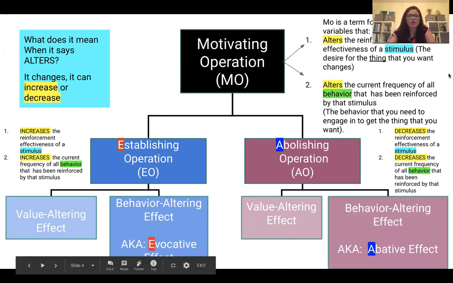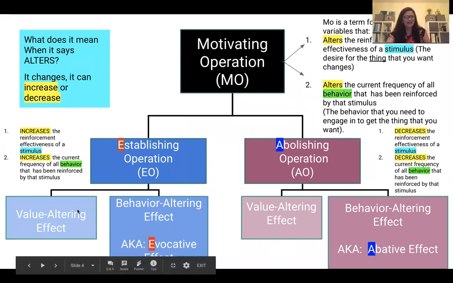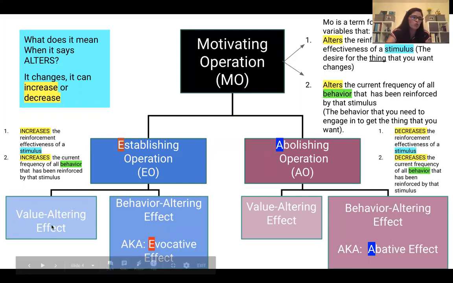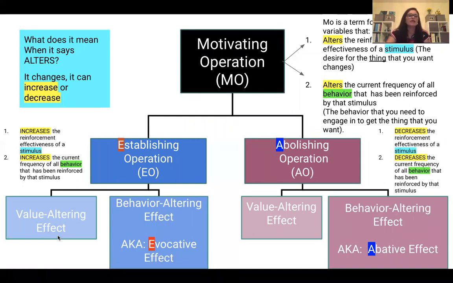Okay, so here's the thing. Here we have an MO, right? So that's the big umbrella. And here we already have the definition for this one. We already know that the only thing that changes is the increase. So let's focus on establishing operation. What part of this definition would go with value altering effect? I'm gonna read it for you again, okay? Increases the reinforcement effectiveness of a stimulus, or increases the current frequency of all behavior that has been reinforced by that stimulus.